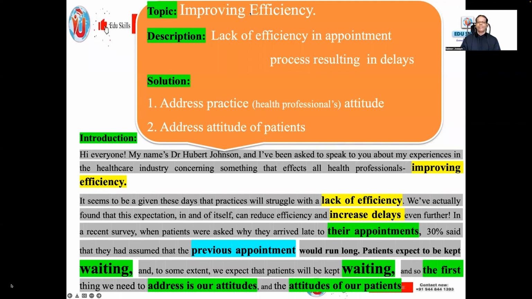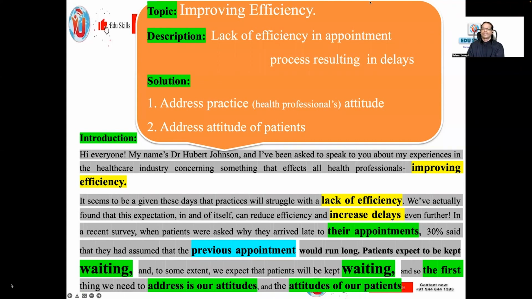So the topic is improving efficiency. Specifically, those who have enough time, make sure that you write down this way the topic, then the description. How do they describe the topic? Lack of efficiency in appointment process resulting in delays. Okay, solution. What are the solutions? Address practice, health professionals' attitude, address attitude of patients.